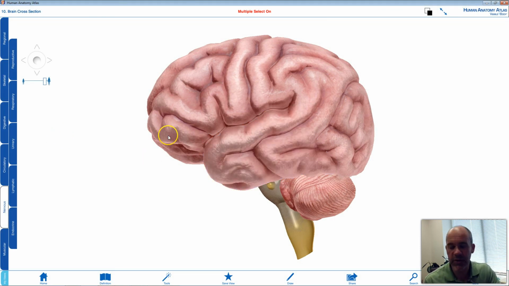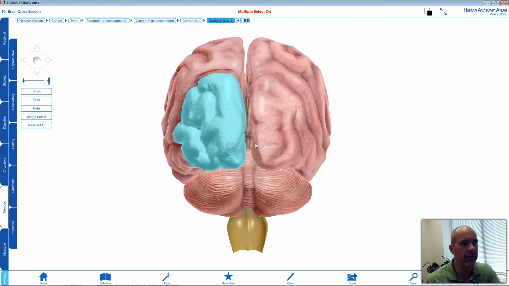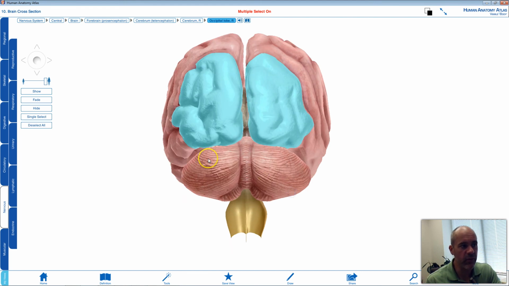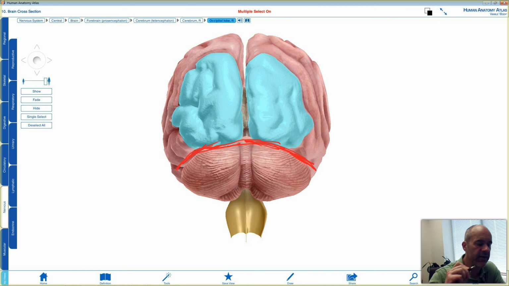And then the last major fissure that you need to be able to identify is back here. So there's your occipital lobe, left and right side. Down here, this is your cerebellum. And so you've got a very deep indentation in between those two locations. And that is called your transverse fissure, right in through there, because that runs in a transverse direction underneath the occipital lobe and on top of the cerebellum.